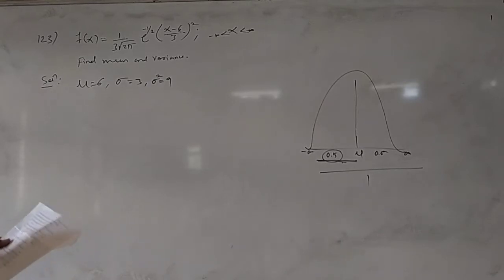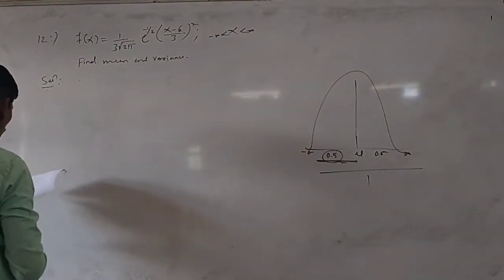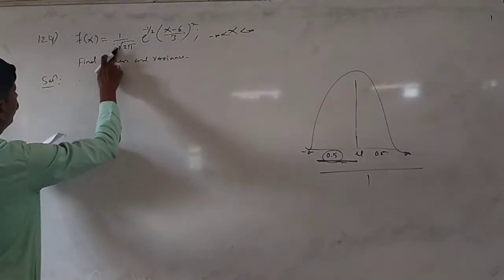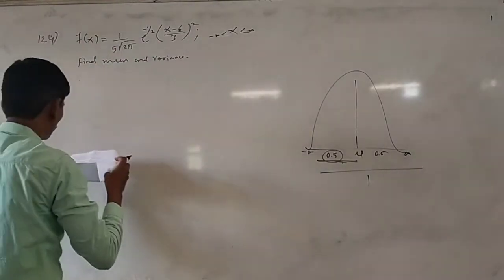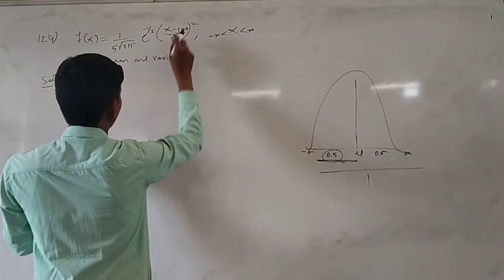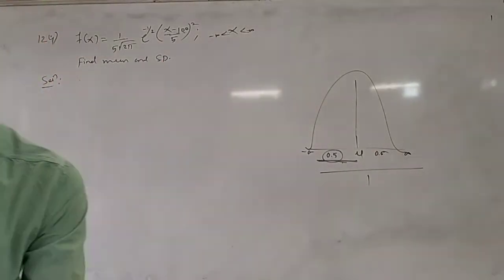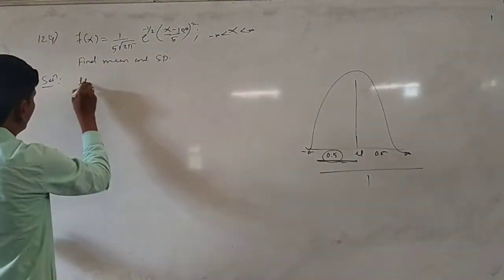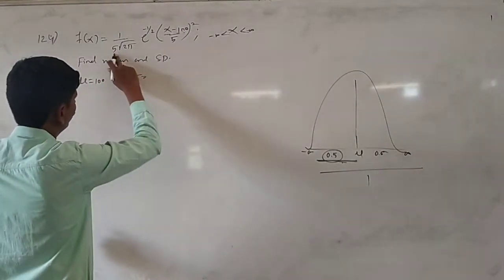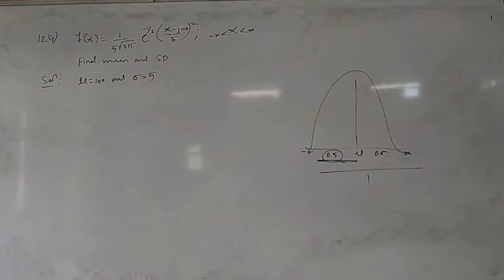Okay, the next, problem number 124. Same as before, the distribution of variable x is given by the law f of x equals 1 by 5 into under root of 2 pi, e to the power minus 1 by 2 times x minus 100 divided by 5 whole square. Find mean and standard deviation. Here mu value is 100, and the standard deviation is sigma into under root of 2 pi, sigma value is 5. Here mu value is 100 and sigma value is 5.